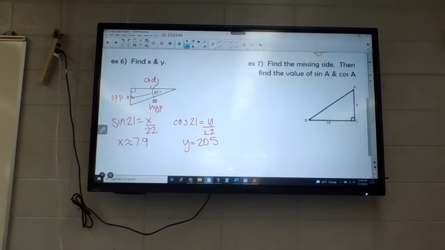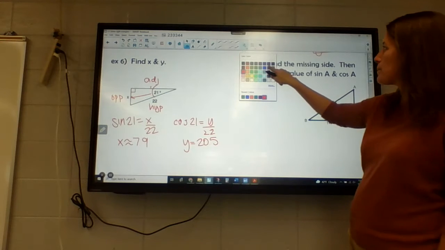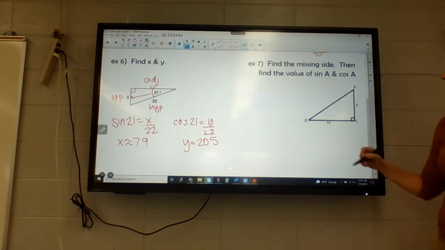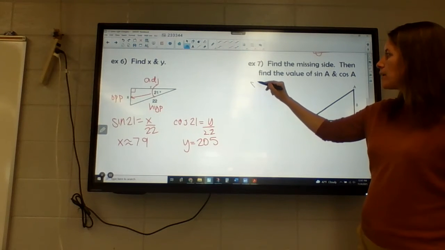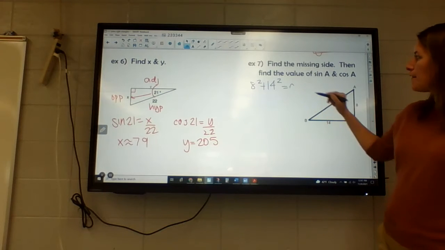So finding the missing side, we have to use what in this case? Pythagorean theorem. We have no other options. Well, I guess we have other options. We could go in a very bizarre manner to figure out the hypotenuse other ways, but it's probably easiest at this point just to do Pythagorean theorem. I'm going to call that side C.